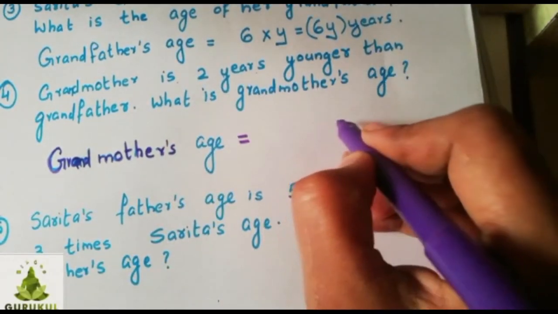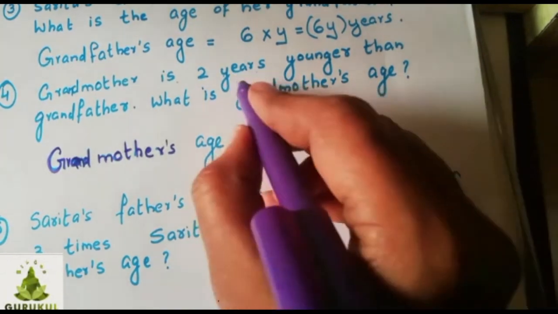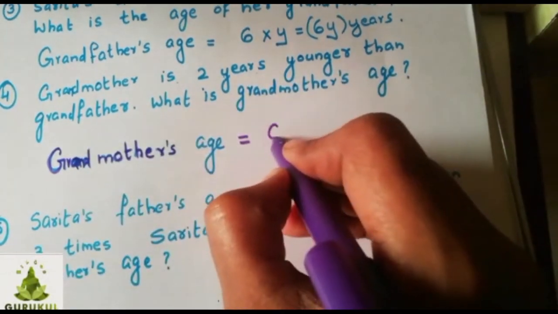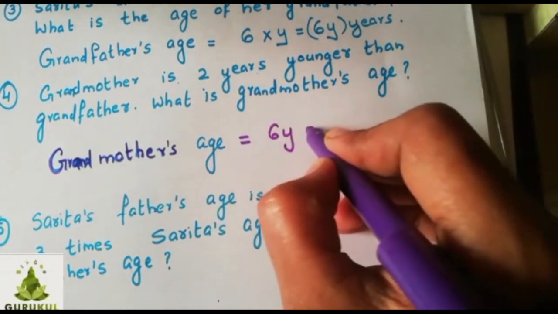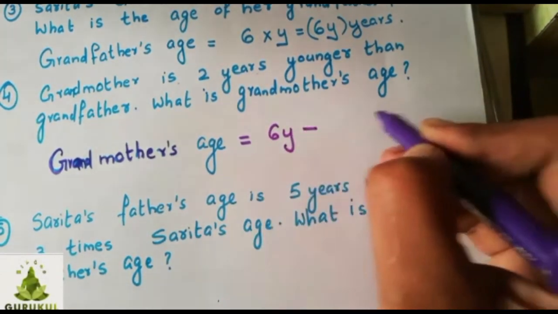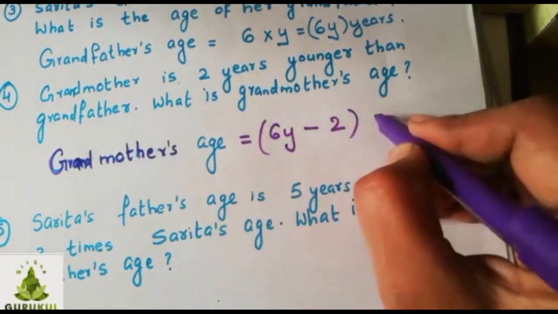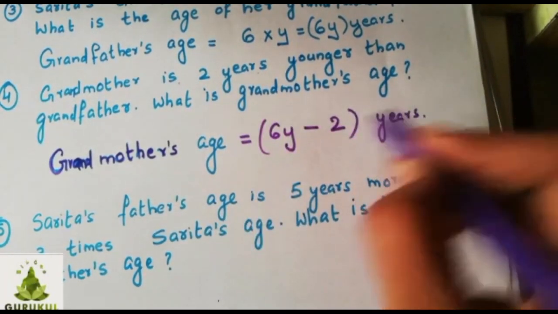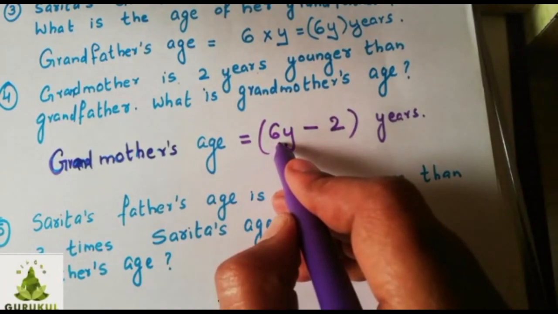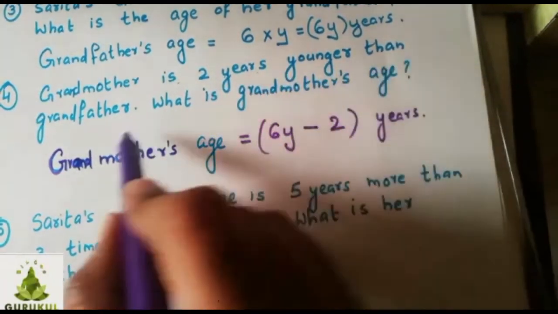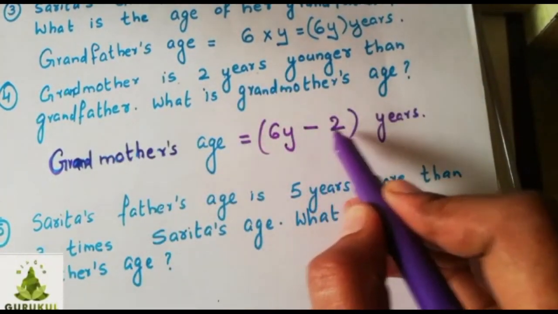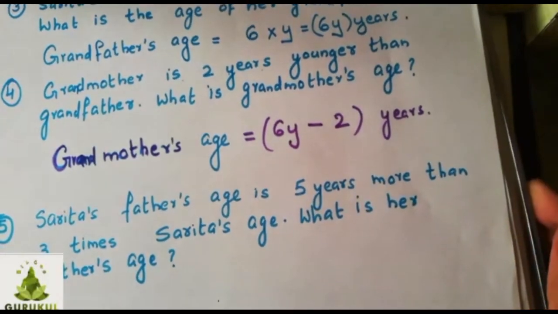Smaller than means less, 2 years. Is it clear? Smaller than grandfather. Grandfather is 6Y years. So, grandmother is younger than, which means smaller than. So, minus 2, less. Is it clear? This much years. So, grandmother's age also we got 6Y minus 2. Grandfather is this much, so she is 2 years younger than grandfather. So, 6Y minus 2 years is grandmother's age.